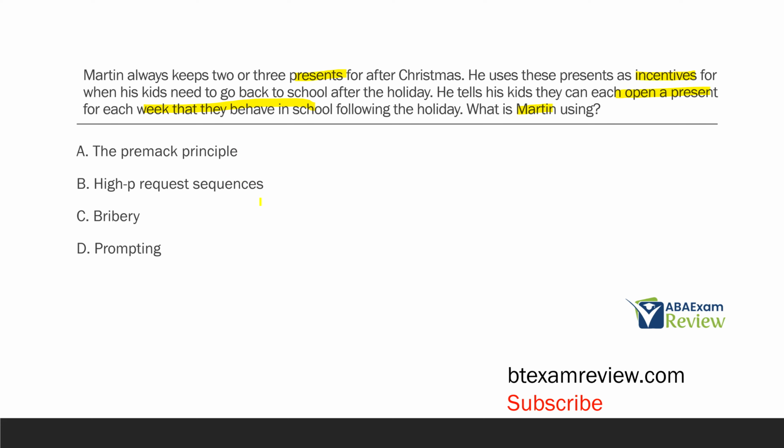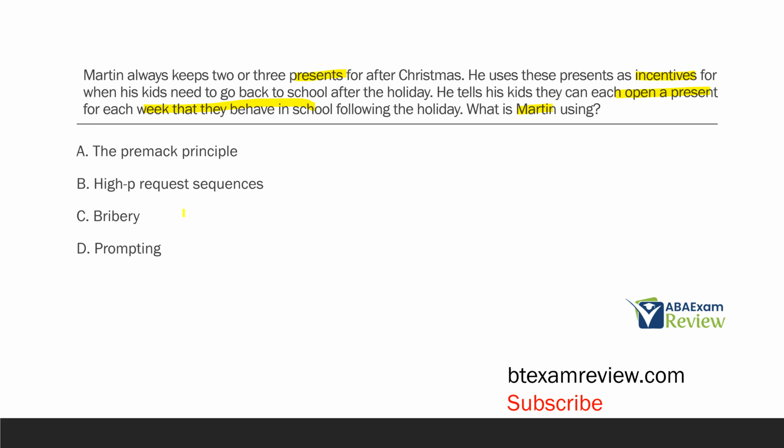Now, what about B? Because we never stop at one answer. We read every single answer. B, high P request sequences. Is Martin using a high probability request sequence? Is he delivering a lot of high probability requests followed by a low probability request? Well, no, he's just simply setting up this contingency where his kids can open the present for behaving.